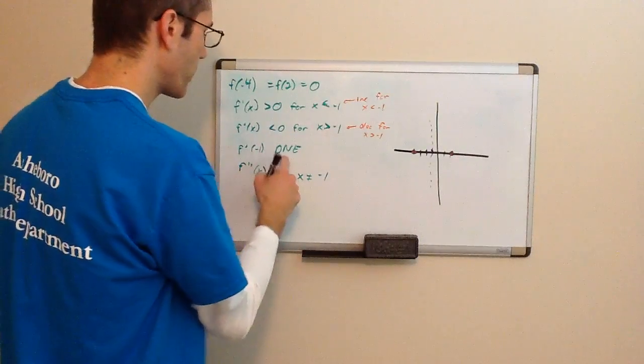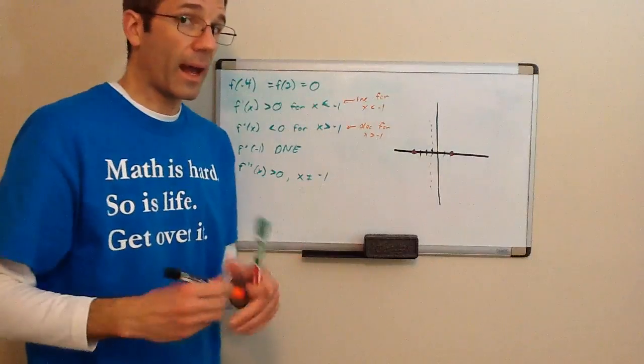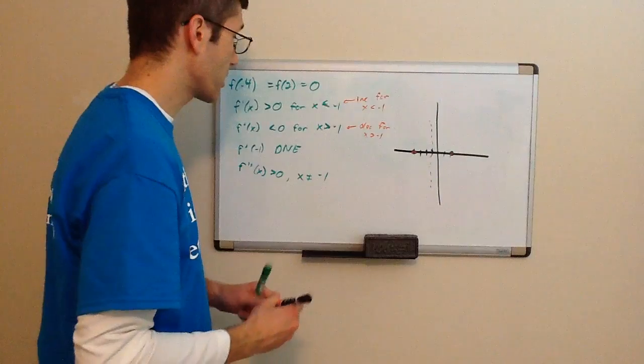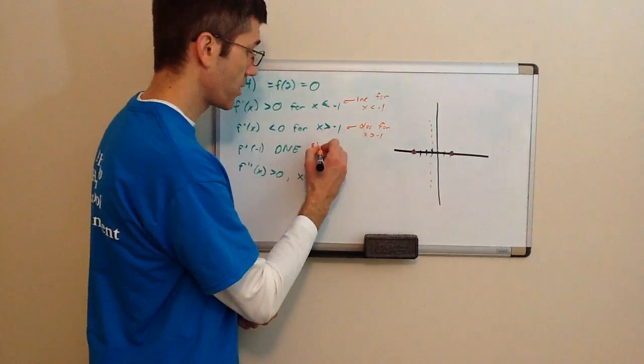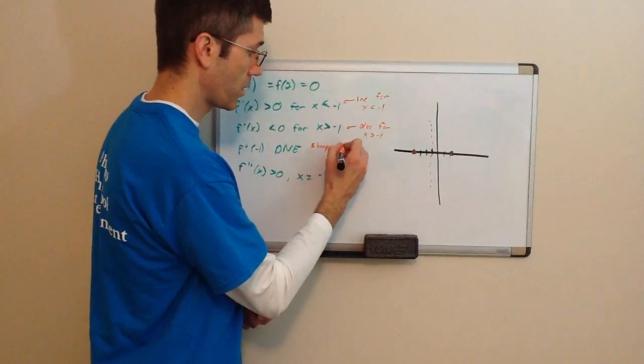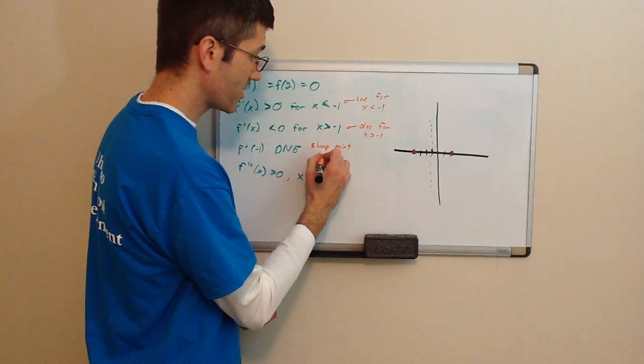And this point does not exist, and that has a couple, like I said, it has a couple implications. It could be a sharp point, or it could be a discontinuity.